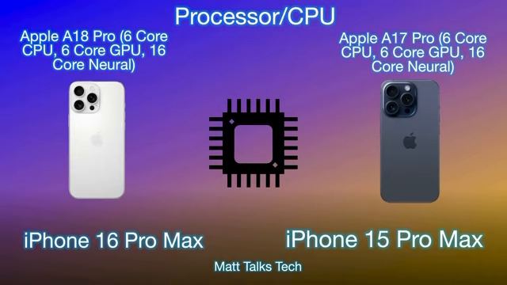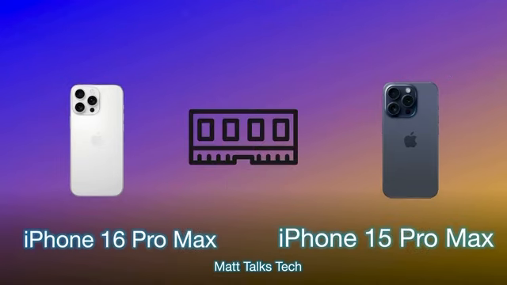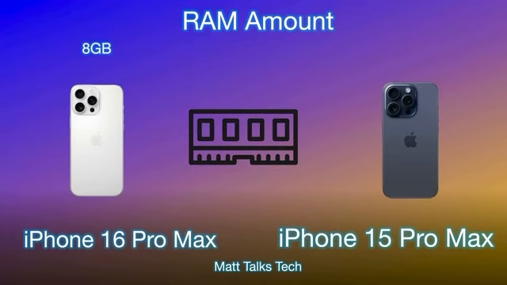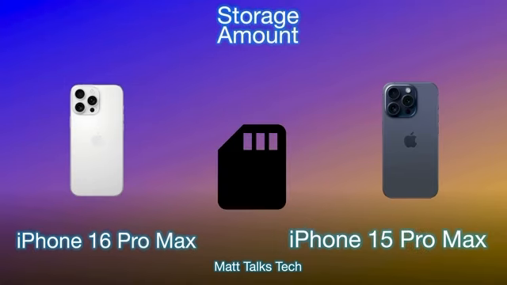But overall, we are getting benefits in the GPU, ray tracing and things like this, and also the neural engine too, for all of those Apple Intelligence goodies that we get. For RAM amounts, they're exactly the same on both of these phones this time round. So we're actually getting 8 GB of RAM on both of the iPhones, no differences whatsoever.